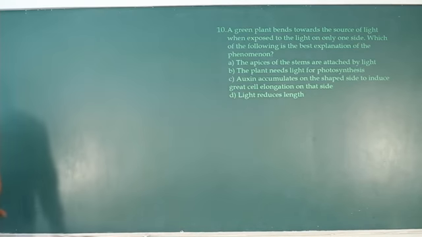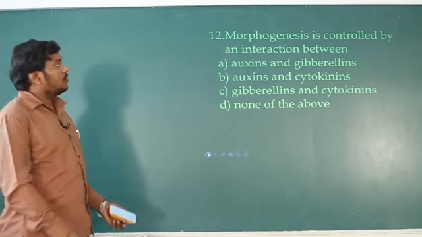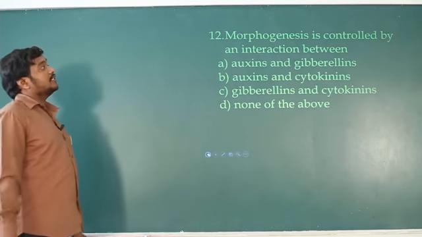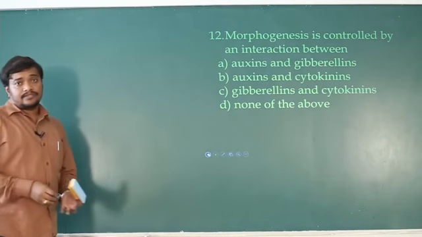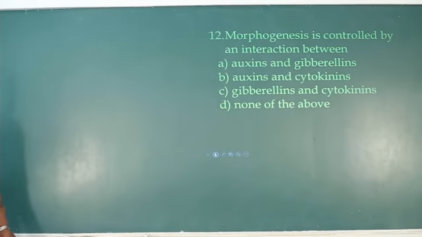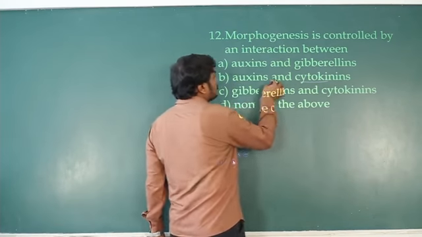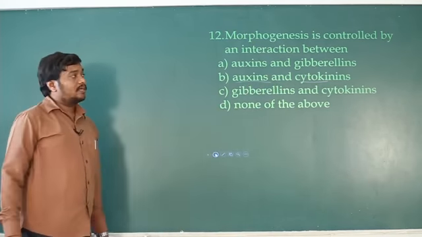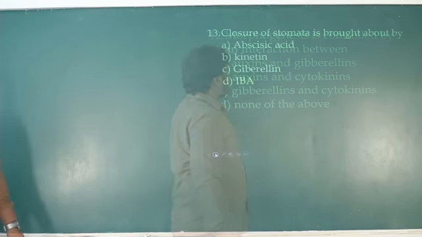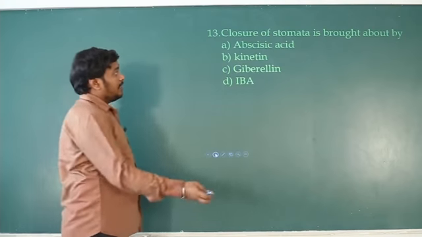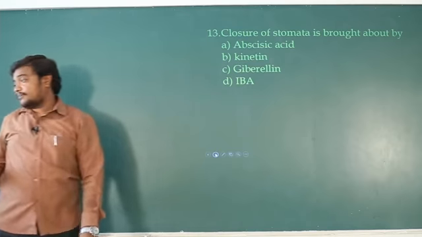So next question. Morphogenesis is controlled by the interaction between two plant hormones, one hormone that induces the shoot system and another hormone that induces the root system. So the shoot system is induced by cytokinin and the root system is induced by auxin. So this is the right answer. Closure of stomata is brought about, of course, by abscisic acid only. Abscisic acid helps in closure of stomata.